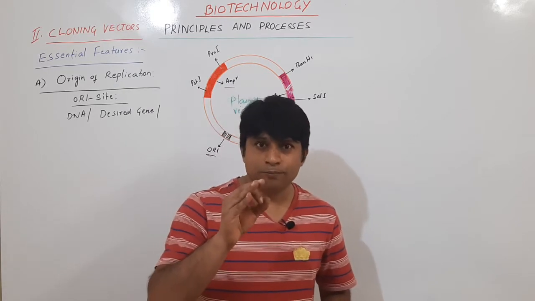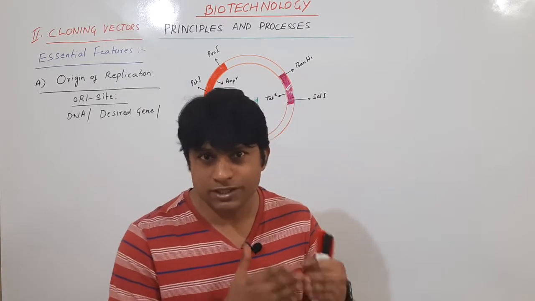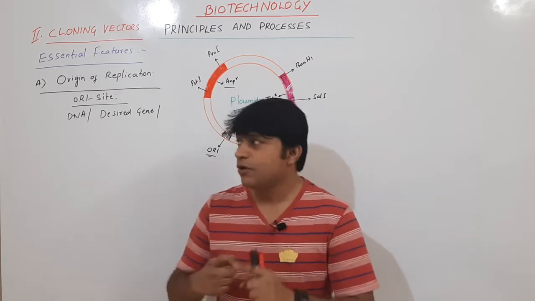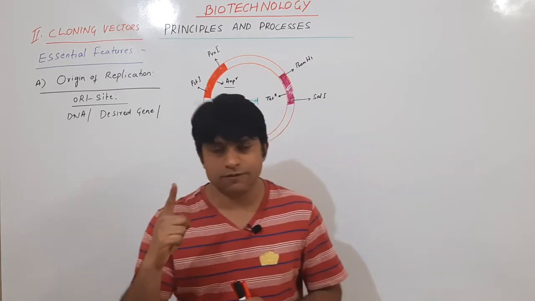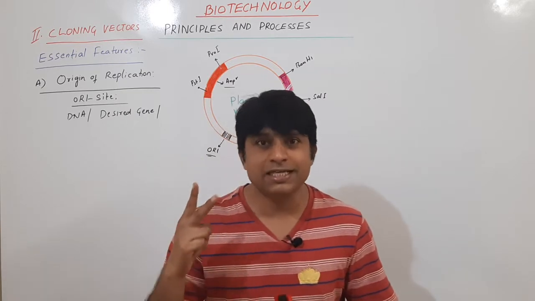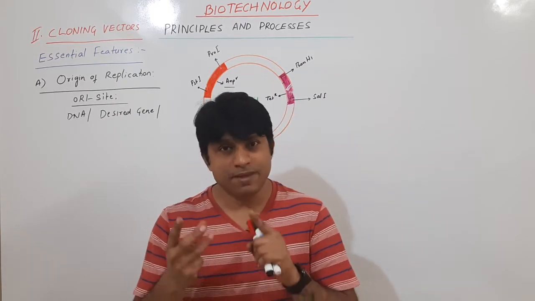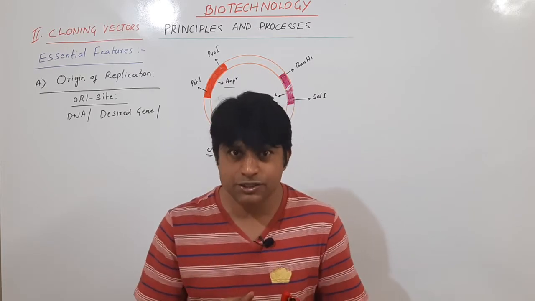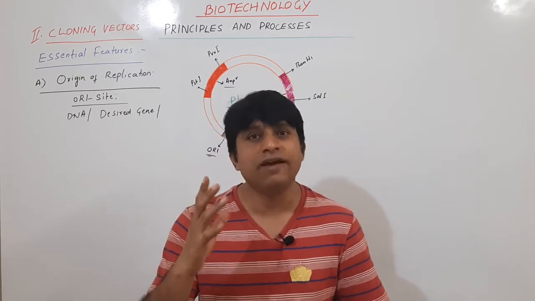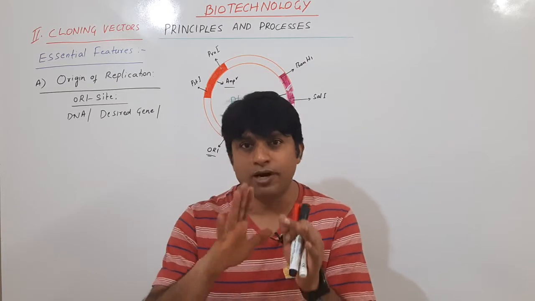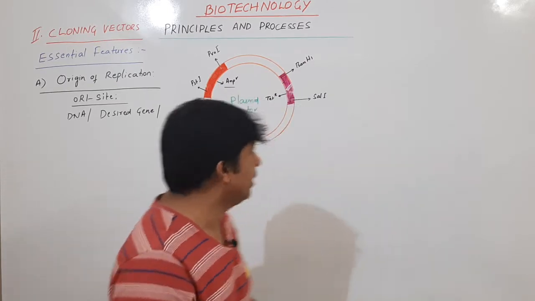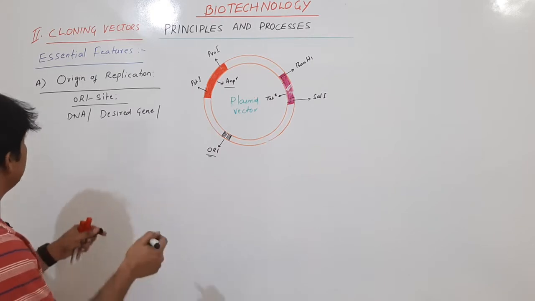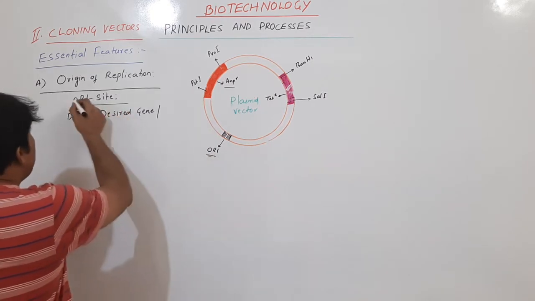The most common features that we study for an ideal vector are: number one, it should have an origin of replication. Number two, selectable markers. Number three, cloning sites, which we are calling restriction sites. Number four, size of the vector. These are the most important features. So first one is origin of replication. This is what we generally call the ORI site.